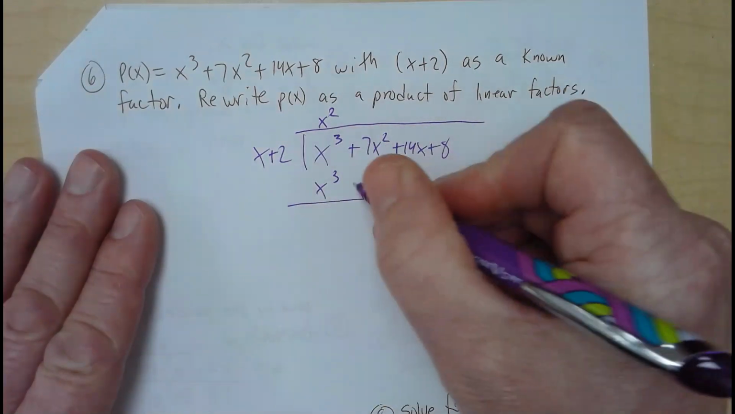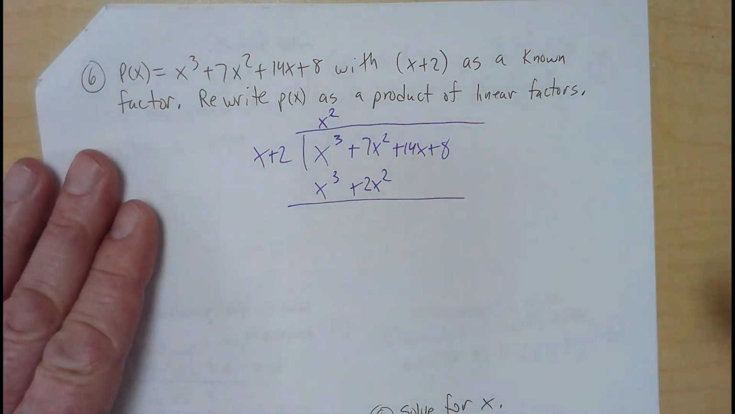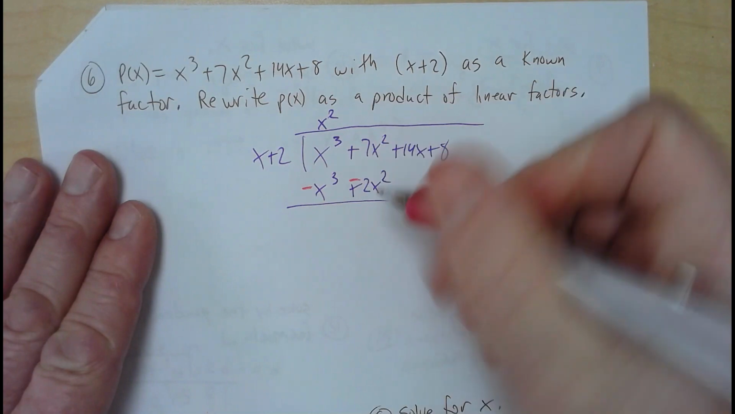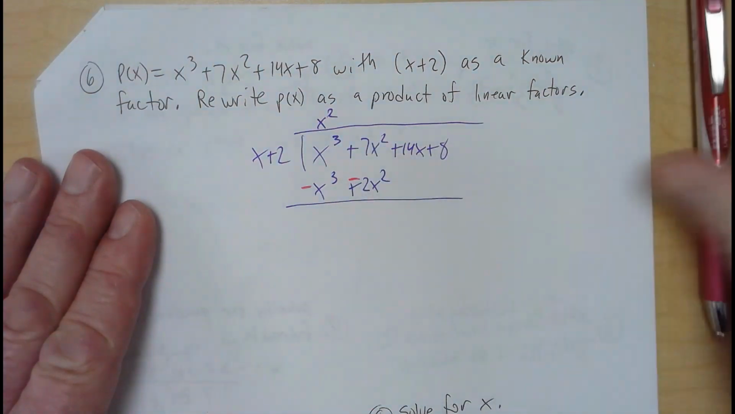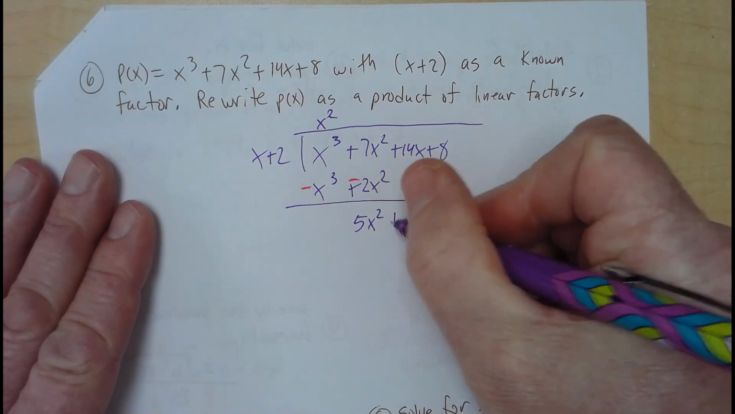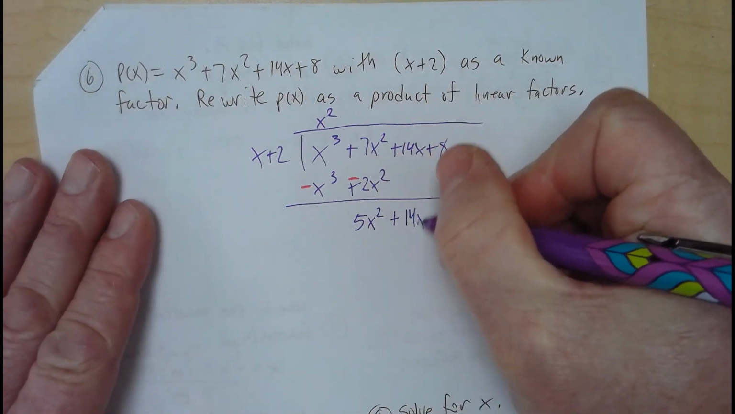This times this is 2x squared. I pick up the red pen. This is the old pick up the red pen problem. Subtract, subtract. That goes away. This becomes 5x squared plus, drop the next thing down like you do in long division.